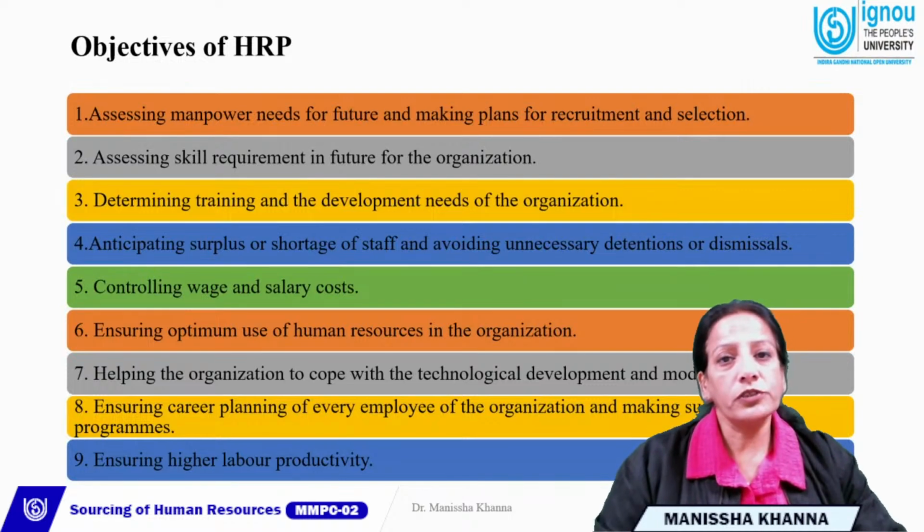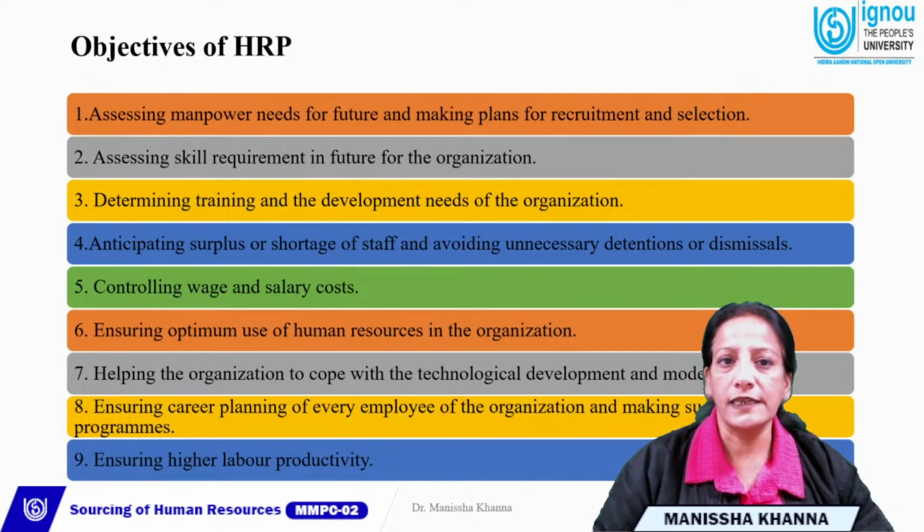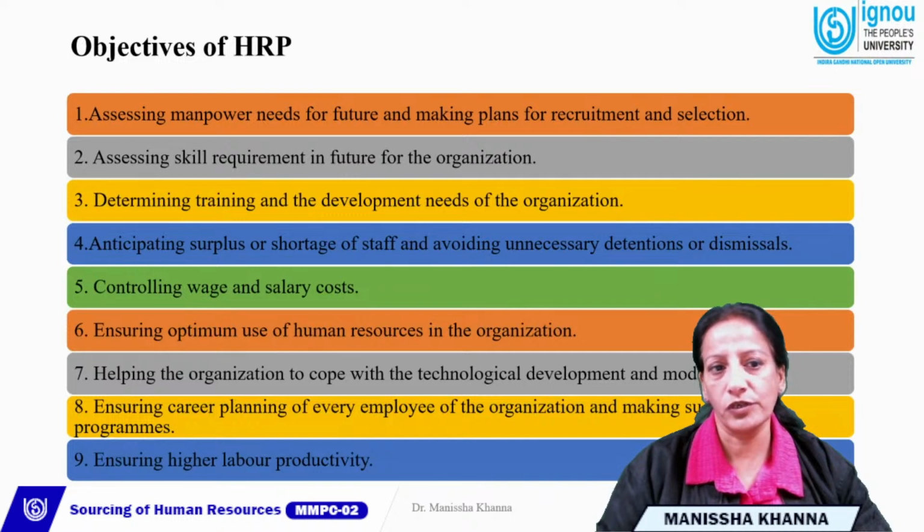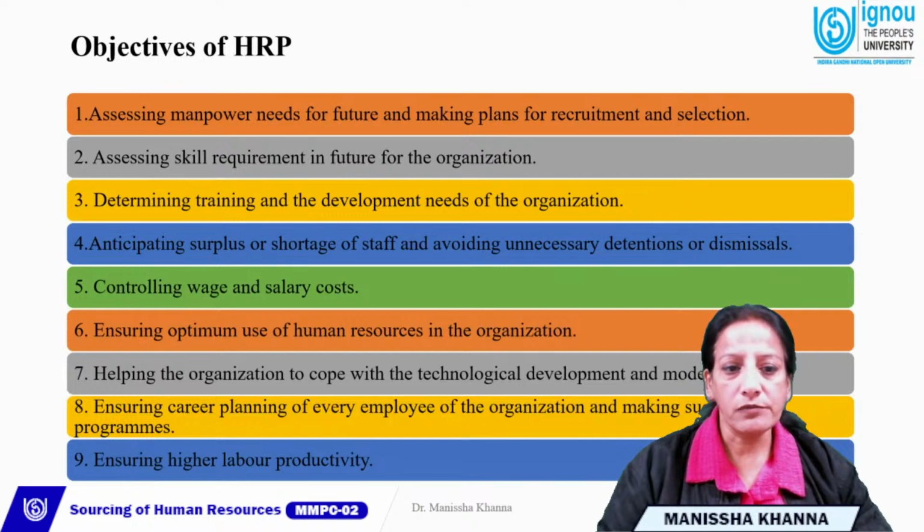requirements. The main objectives of human resource planning are assessing manpower needs for the future and making plans for recruitment and selection, assessing skill requirements in future for the organization, determining the training and development needs of the organization, anticipating surplus or shortage of staff and avoiding unnecessary retrenchments or dismissals, controlling wage and salary cost, ensuring the optimal use of the human resources of the organization, helping the organization to cope with rapid changes in technology and modernization, ensuring career planning and ensuring higher labor productivity.